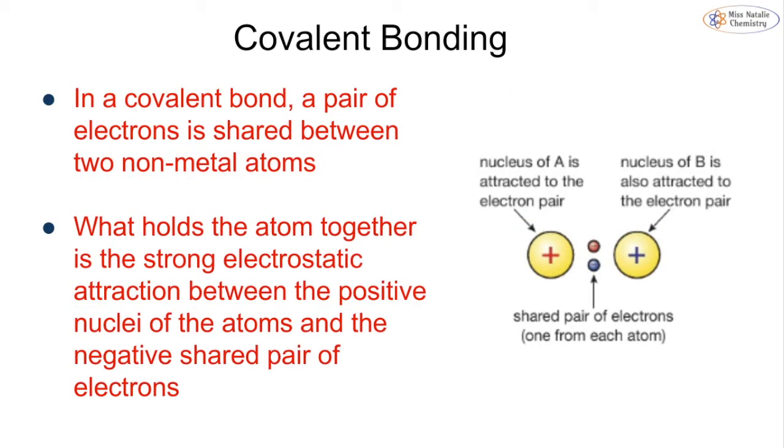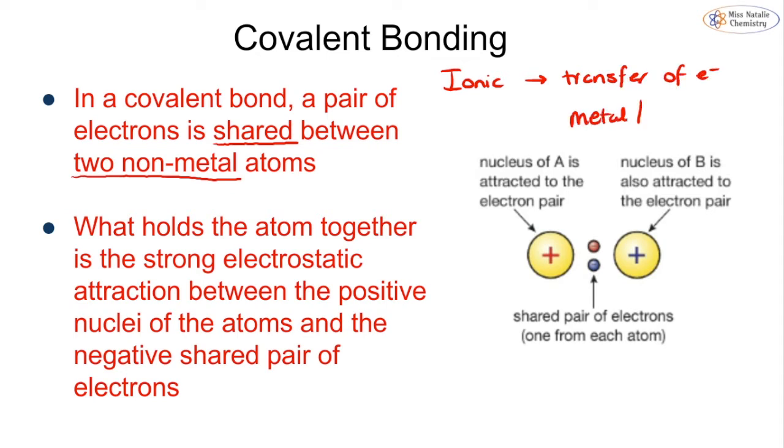So what do we mean by a covalent bond? Well, in a covalent bond, we're getting a pair of electrons being shared between two non-metal atoms. So this is different to what we saw with ionic. For ionic, we saw a transfer of electrons, and we saw that between a metal and a non-metal. For covalent, we are now only focusing on non-metals, and rather than giving away their electrons or receiving an electron, the two things share them together.